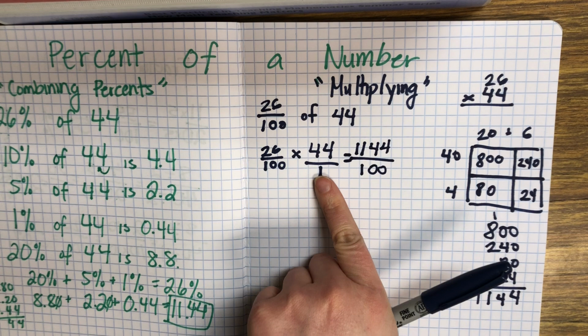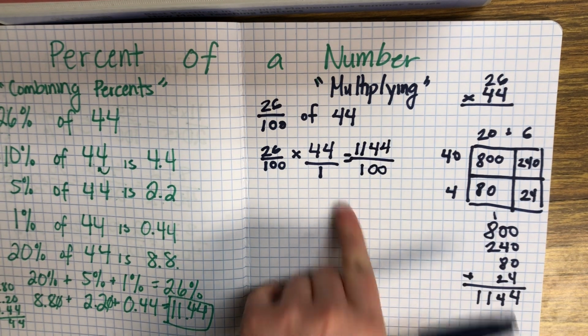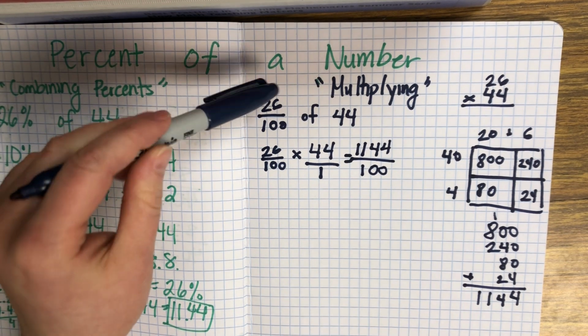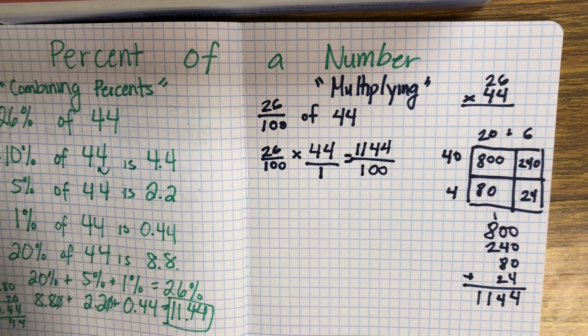But remember, I want this in whole numbers. I don't want to turn in a bunch of fractions and say that's what it is. Miss Day, it says over 100. Can I just write 1,144%? Well, not really, because we're saying 26% of 44. So we can't have a percent answer yet. It should be a number.